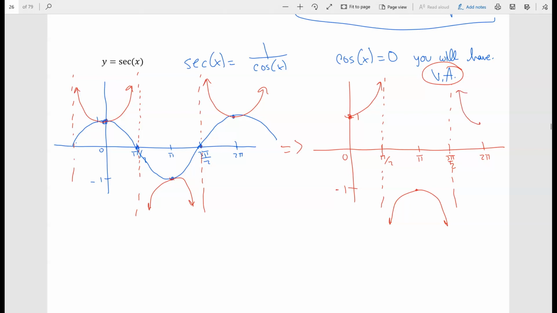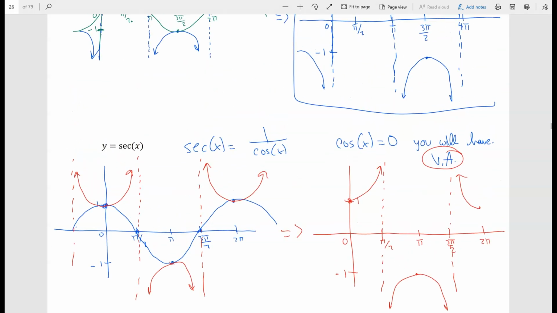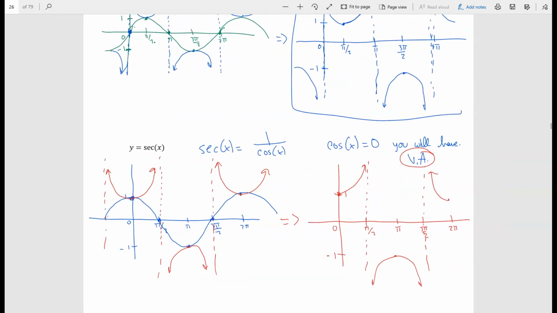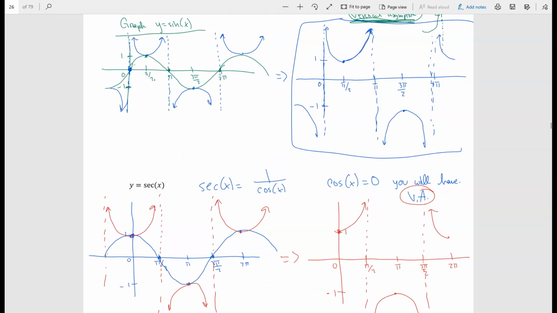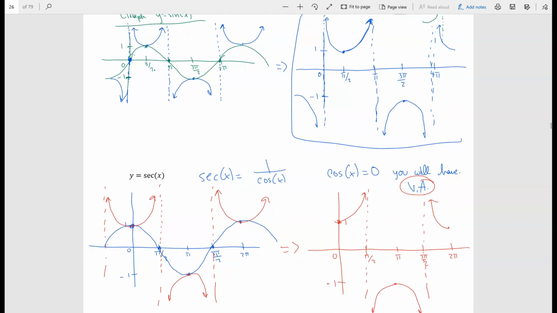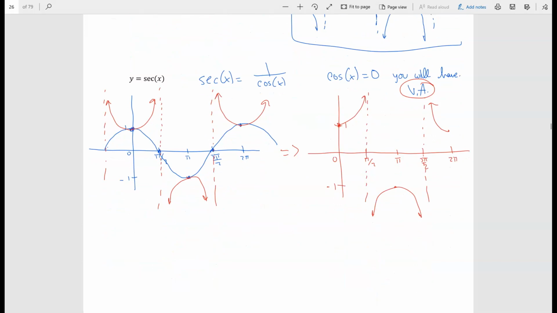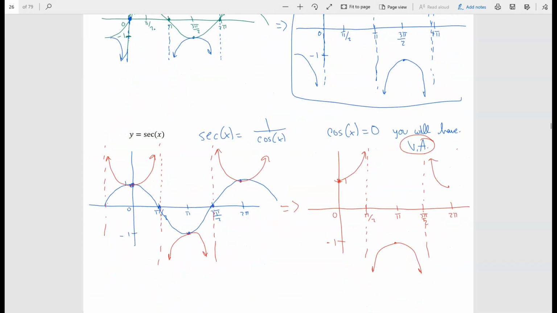So you can kind of look, if you want to look at the secant and the cosecant, they're kind of like pi over 2 units over. So if I shift everything by pi over 2 units, you basically have the other graph. Okay, so this is basically the secant. Okay, this will be the secant.